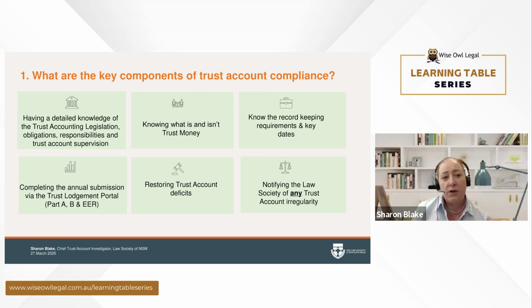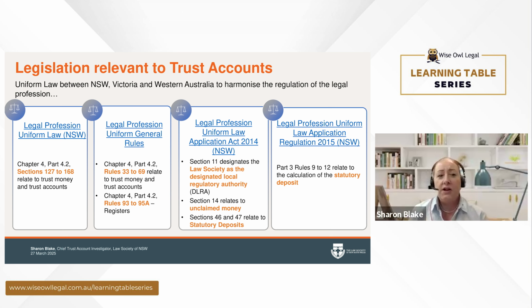So, what is the relevant legislation? Since about 2004, all states and territories, with the exception of South Australia, have enacted their legal profession legislation on the basis of a national model bill. A single national framework for legal profession regulation was not achieved because of variations between jurisdictions. New South Wales and Victoria adopted uniform law on the 1st of July 2015, and Western Australia adopted uniform law on the 1st of July 2022. So a lot of what I'm talking about today is from that uniform law perspective.